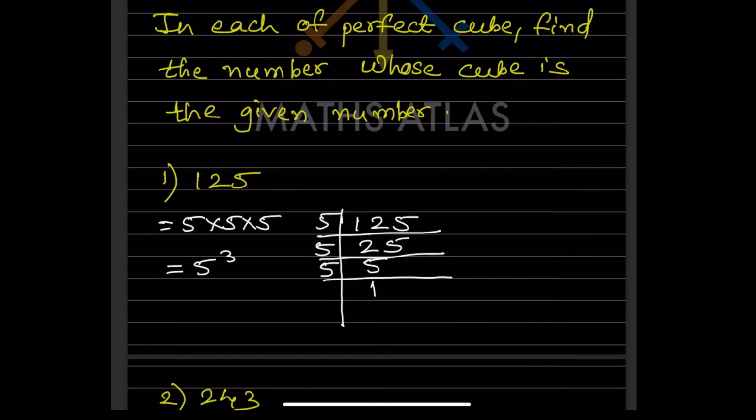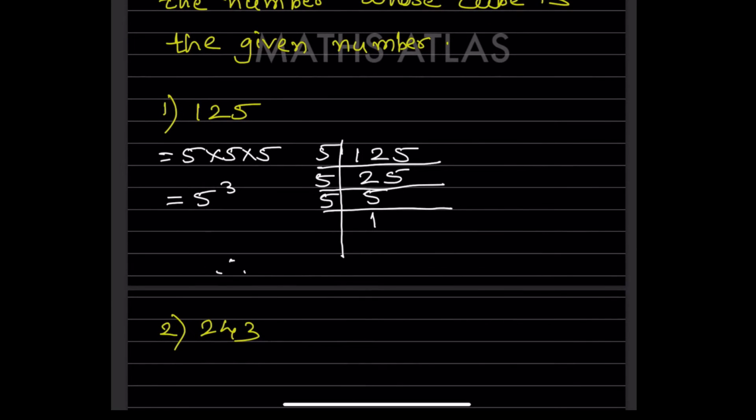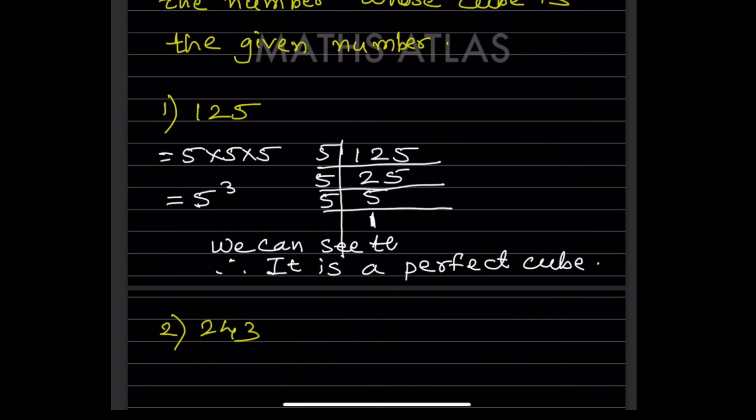So now what are you going to do? Here no factor is left, meaning all of them are equal factors in groups of 3. Therefore it is a perfect cube, because after this nothing is left over, there is no remainder. So we can say it is a perfect cube. We can see that no factor is left.